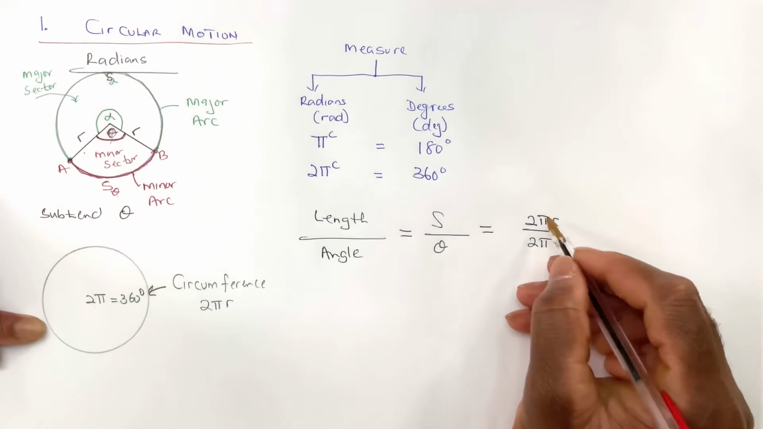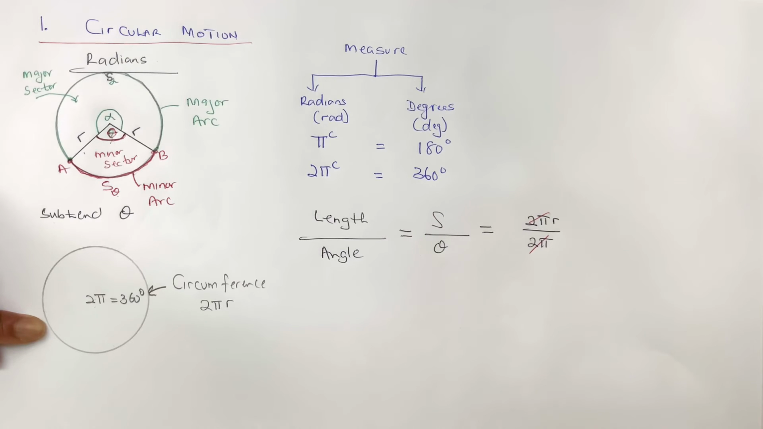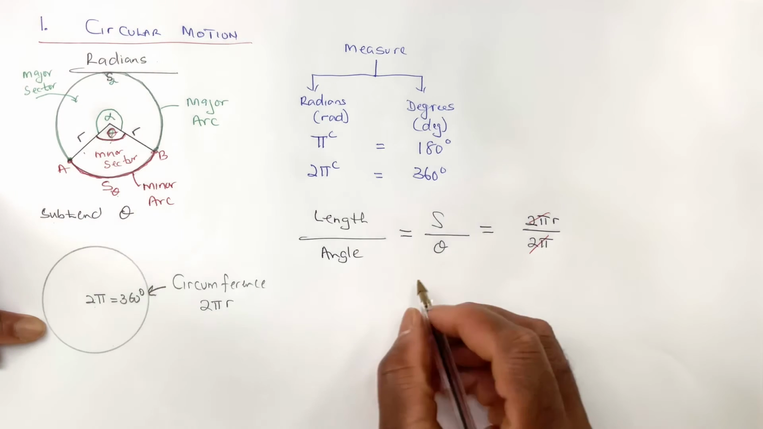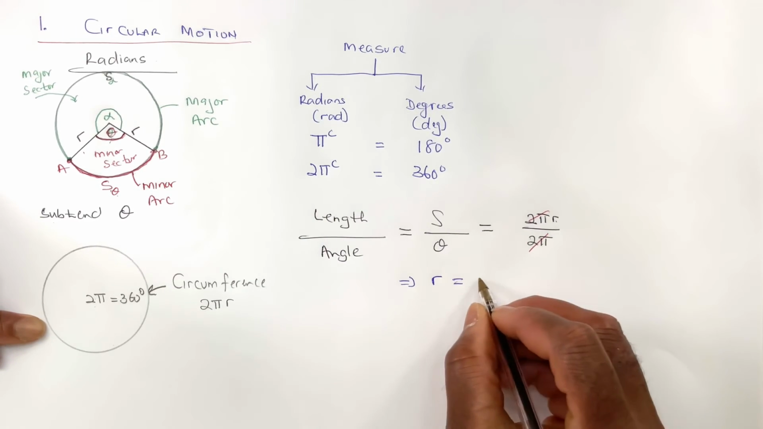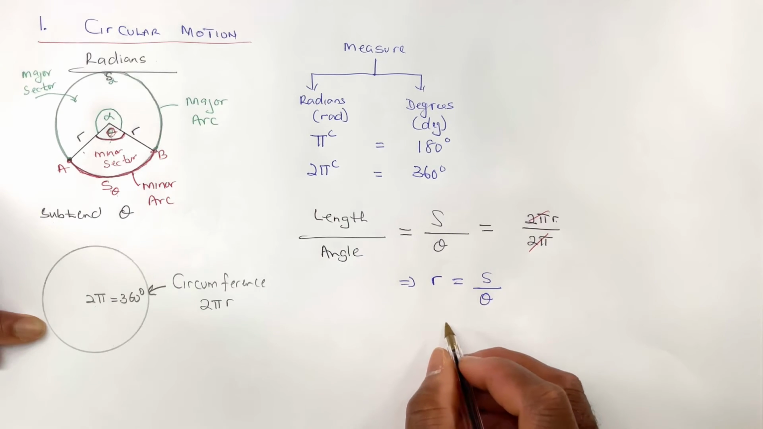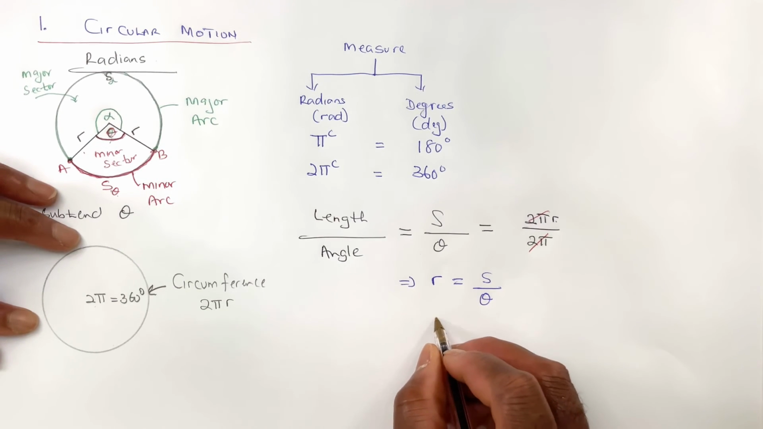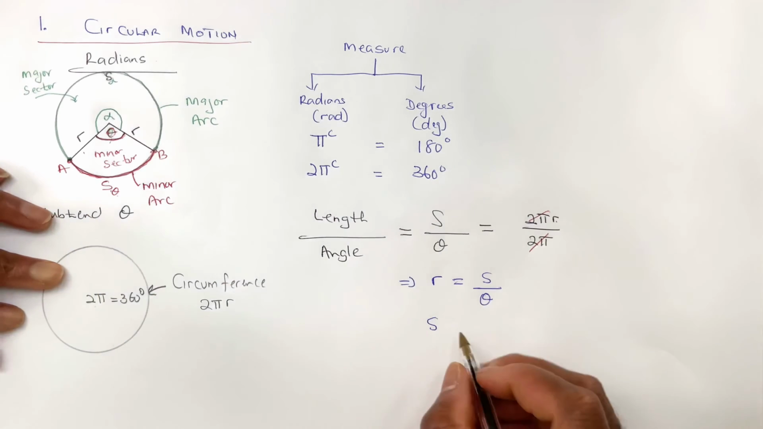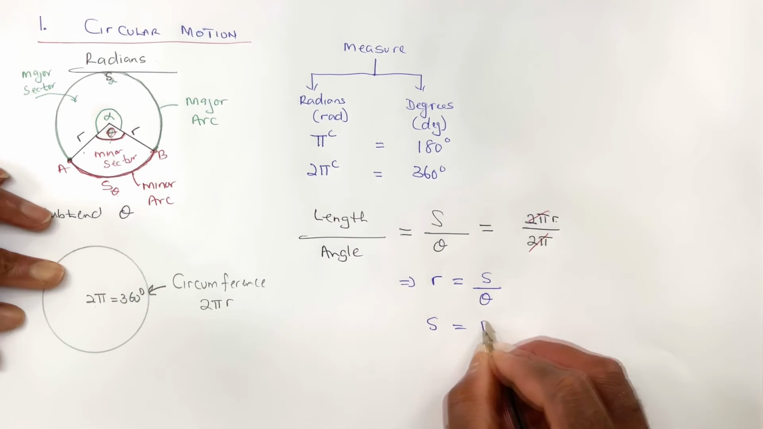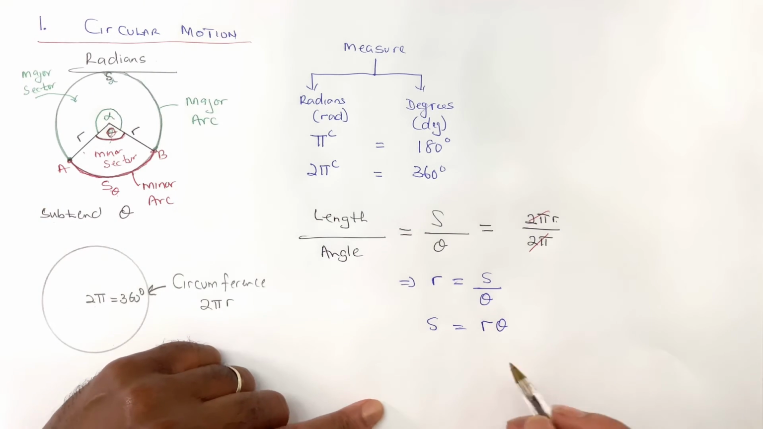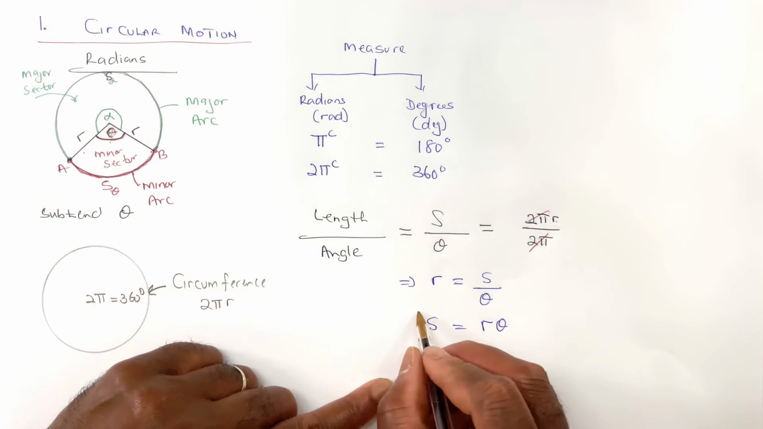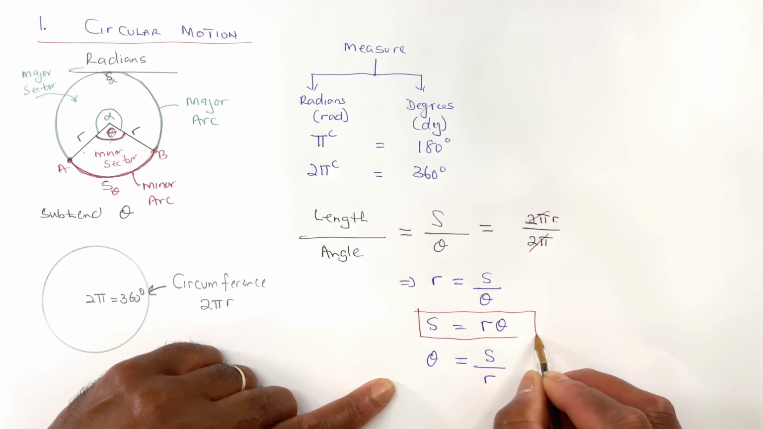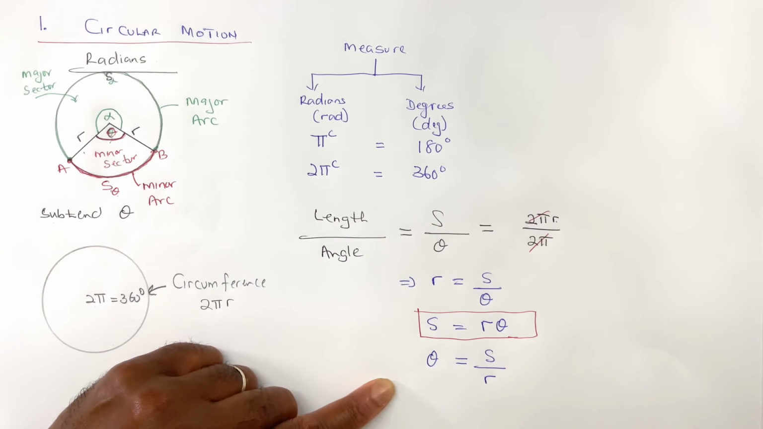As you can see, 2 pi cancels 2 pi, and therefore it implies that r will be equal to S over theta, and therefore I can write the arc length from A to B as r theta. Or I can even write theta equals S over r. So that's the relationship of the angle subtended by an arc length, theta.